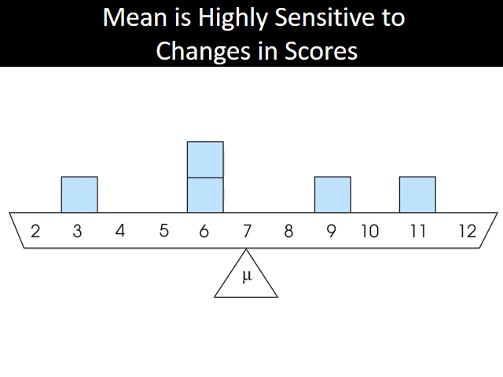Changing the value of a score changes the mean. Introducing a new score or removing a score changes the mean. So imagine pulling one of these blocks away and thinking about where you'd have to adjust the new mean to keep the structure balanced here.